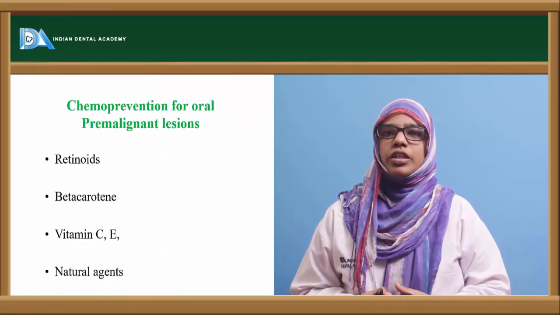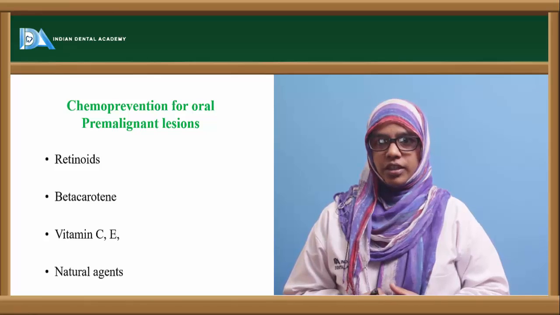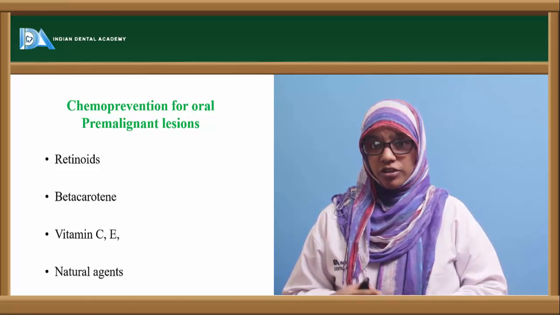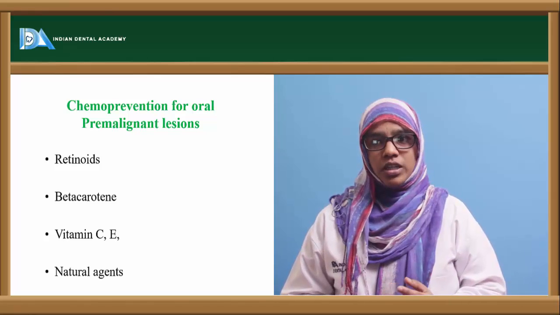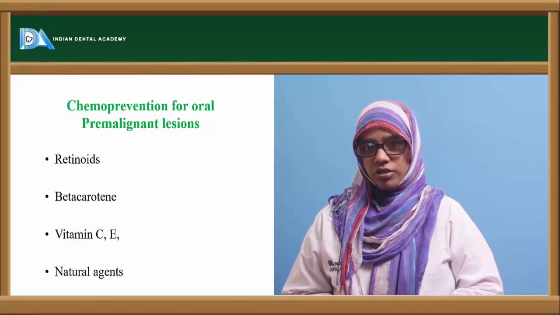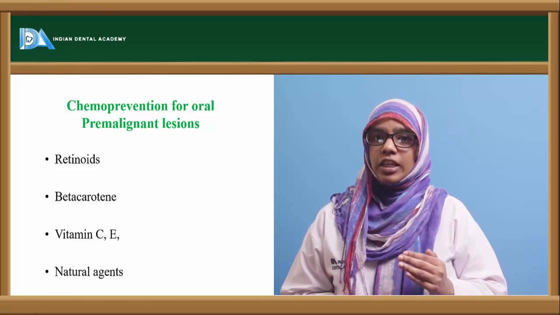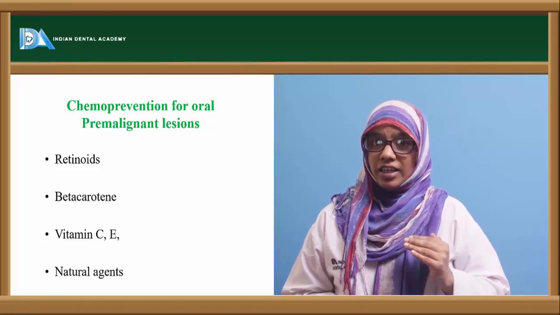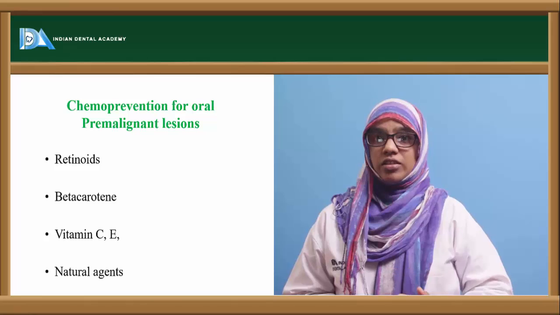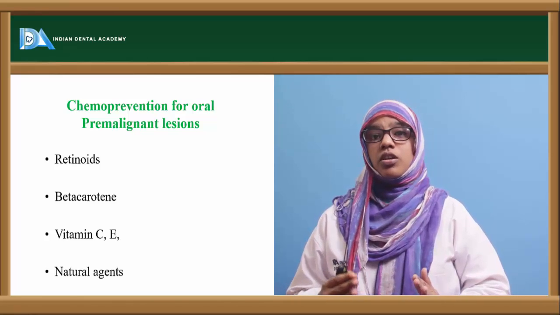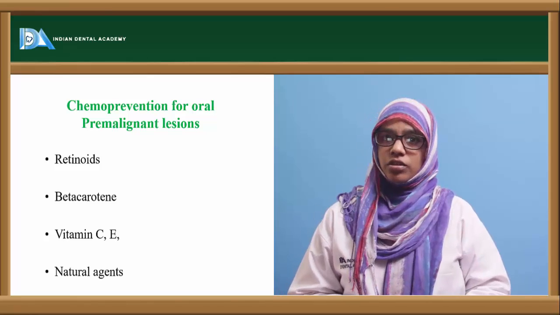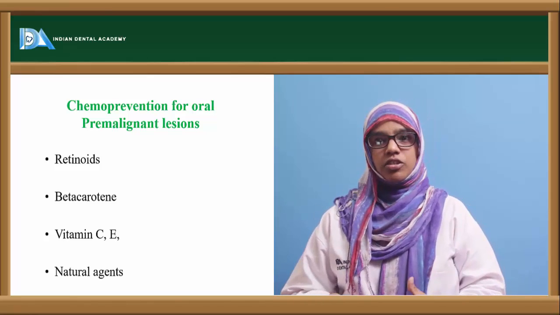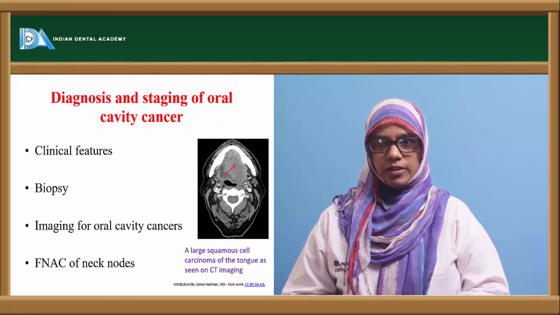Now we move on to the chemopreventive agents that I use to treat the premalignant lesion. As I was mentioning earlier, these are nothing but retinoid, beta-carotene, vitamin C and E and natural agents, which basically decrease the keratinization of the epithelium. They try to make the mucosa normal, because in a premalignant lesion keratinization is increased. So these agents will decrease the keratinization process.